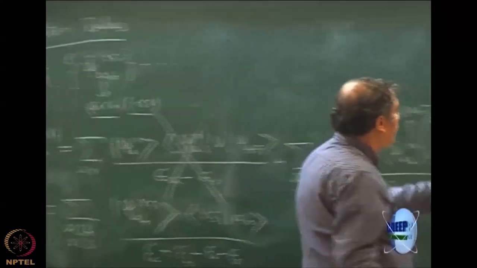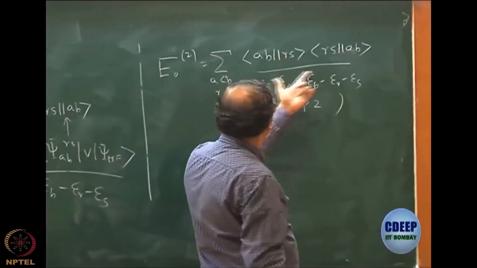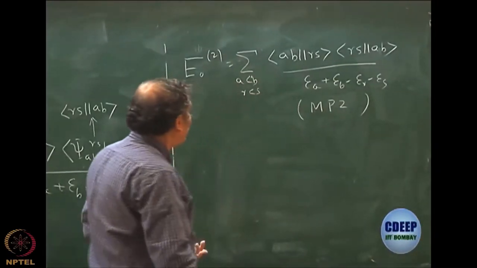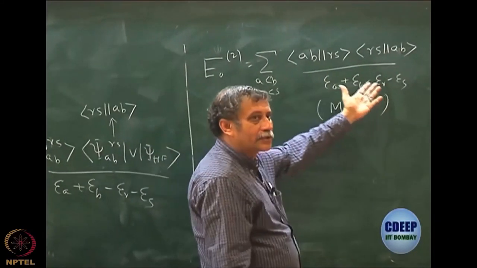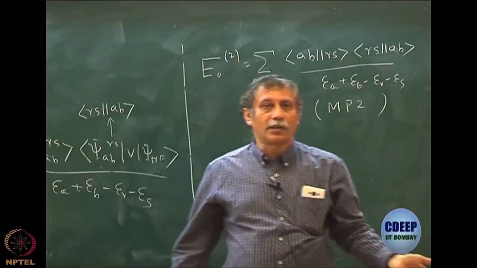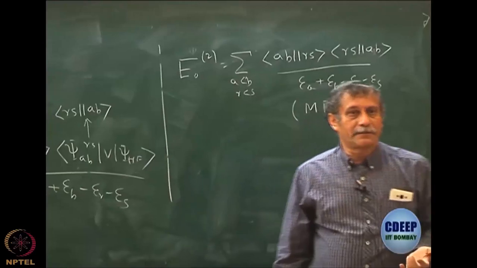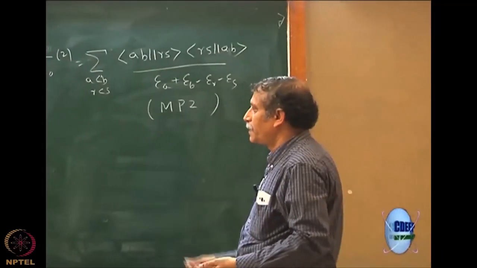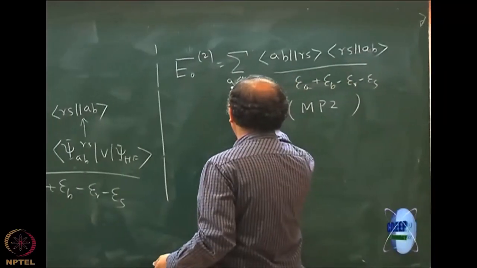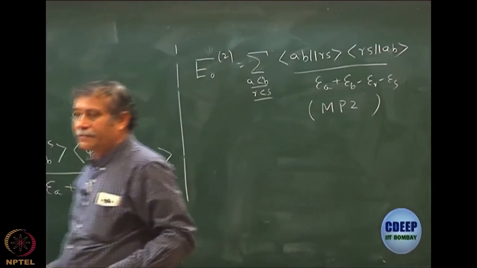So, you have two anti-symmetrized integrals in terms of the spin orbital. Obviously, this is the conjugate of this. Again, we just note that this is always negative because the denominator is always negative. It is occupied minus virtual, okay? Pairs of occupied minus pairs of virtual. Remember this, a less than b, r less than s.